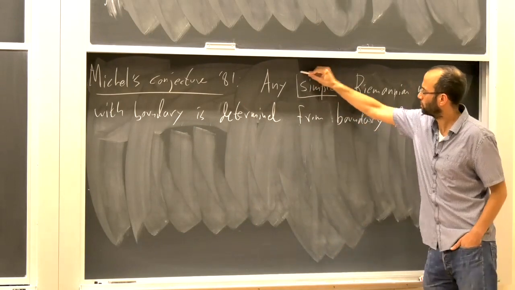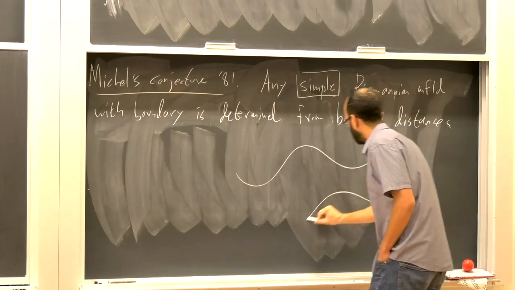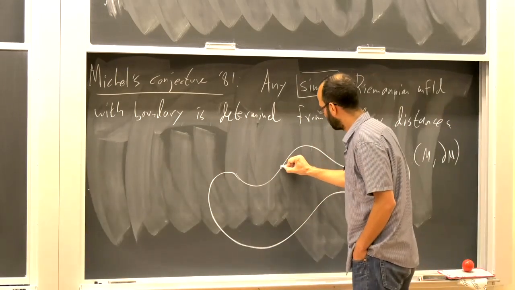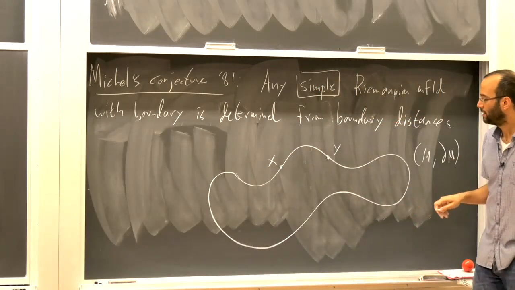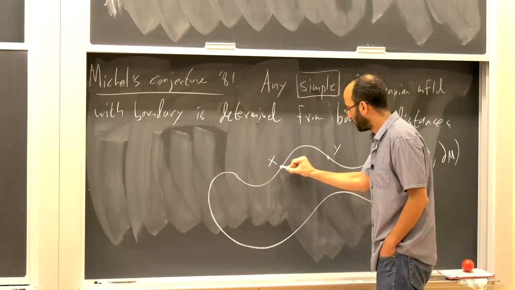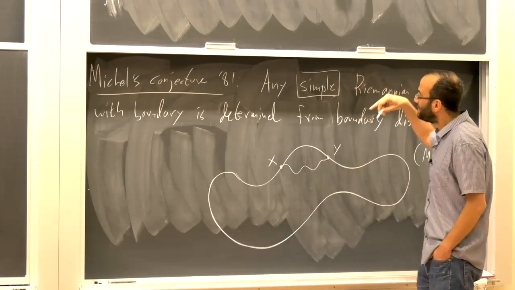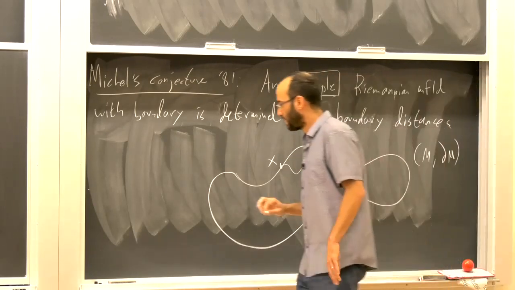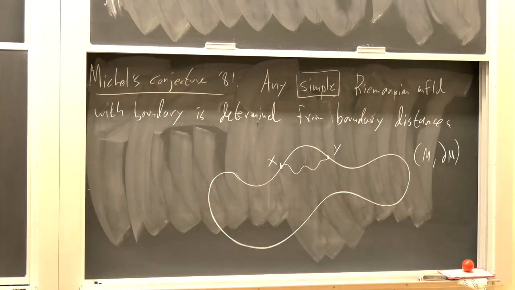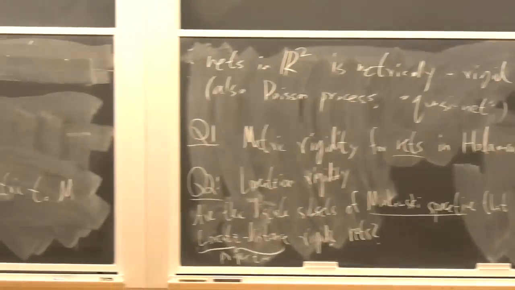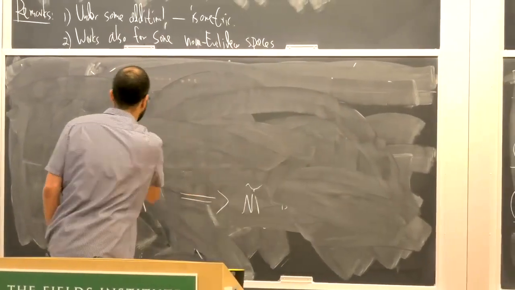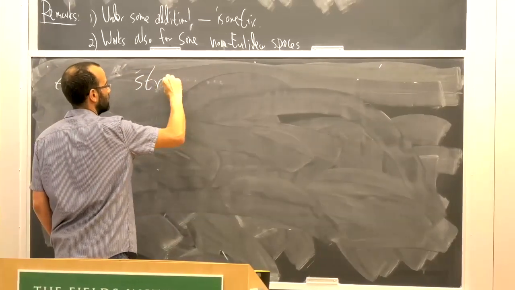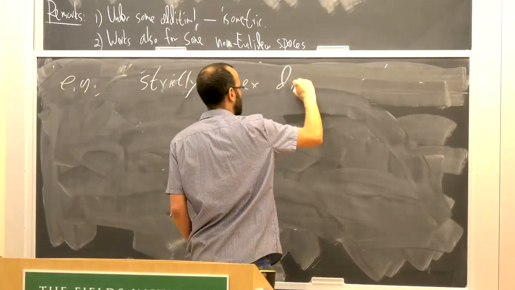Okay, so what's simple? Simple is an important word here. So we have some Riemannian manifold with boundary. The manifold is M and it has a boundary. And the meaning of the word simple is that if you have 2 points on the boundary, x and y, then there is a unique minimizing geodesic connecting them, and it is entirely in the interior of the manifold M, except for the 2 endpoints. That's simple. So for instance, strictly convex domains in Rn are simple.